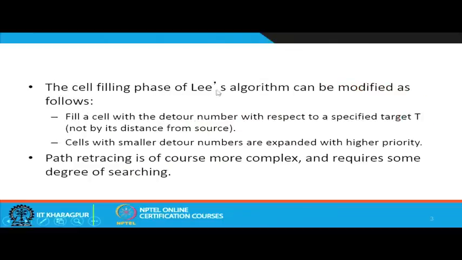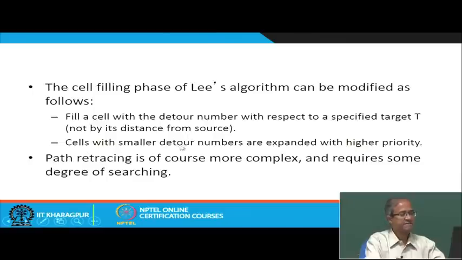So, the cell filling is similar to Lee's algorithm. The difference is that you fill the cell with the detour number and not by its distance, and the cells which have smaller detour numbers are expanded with higher priority.